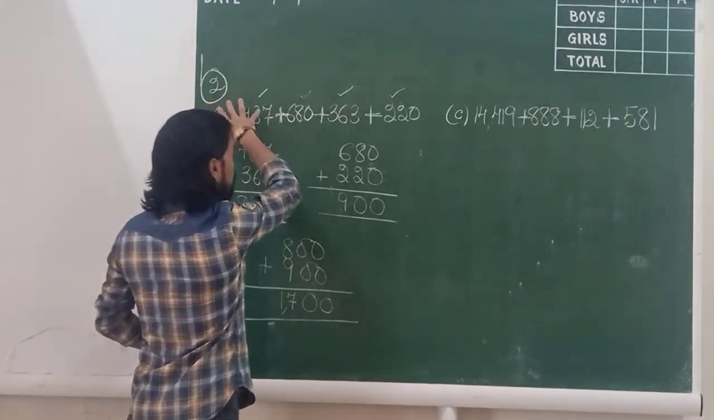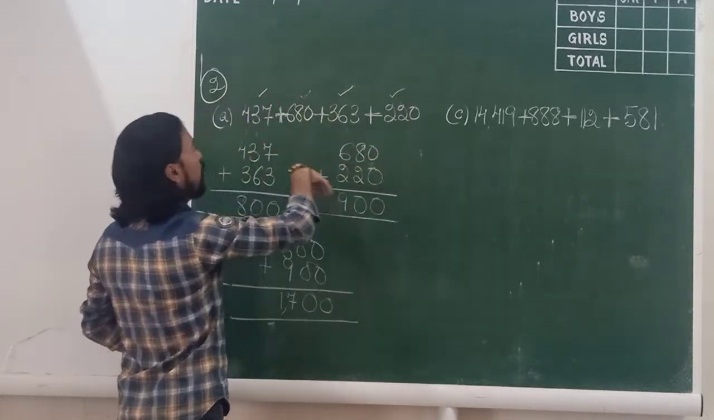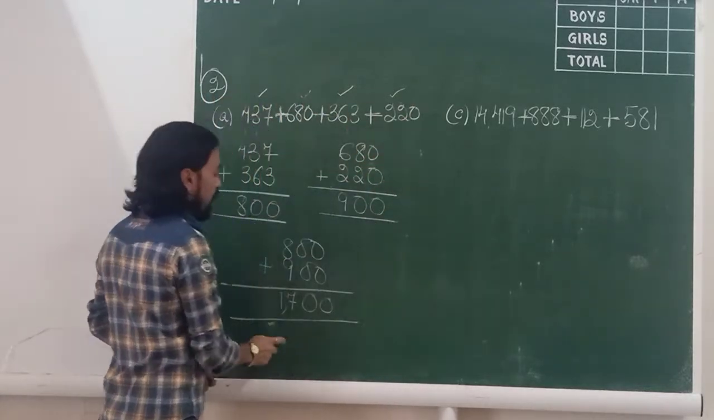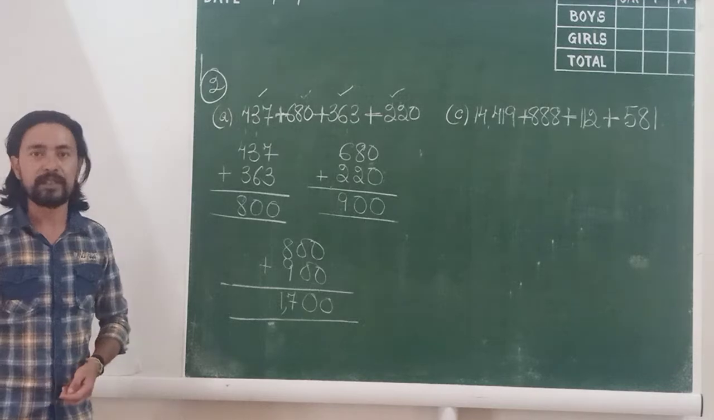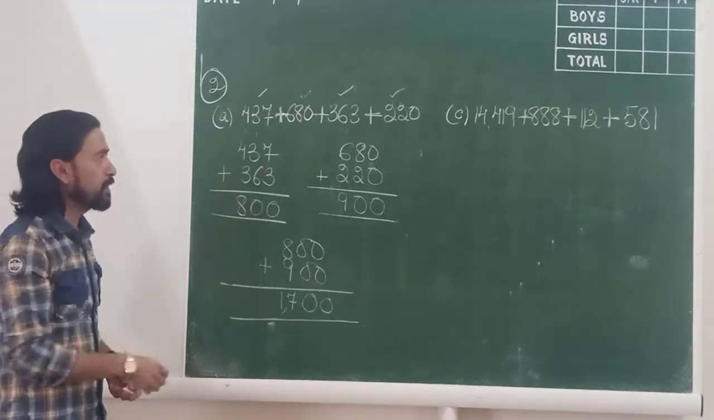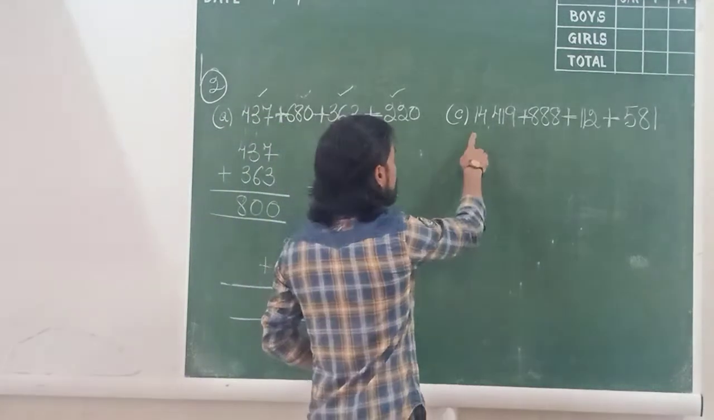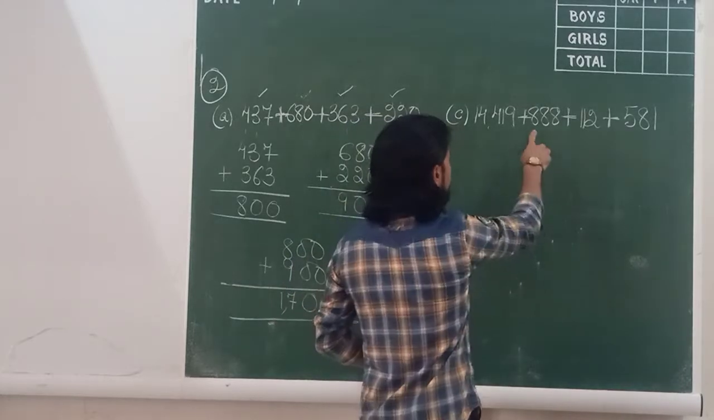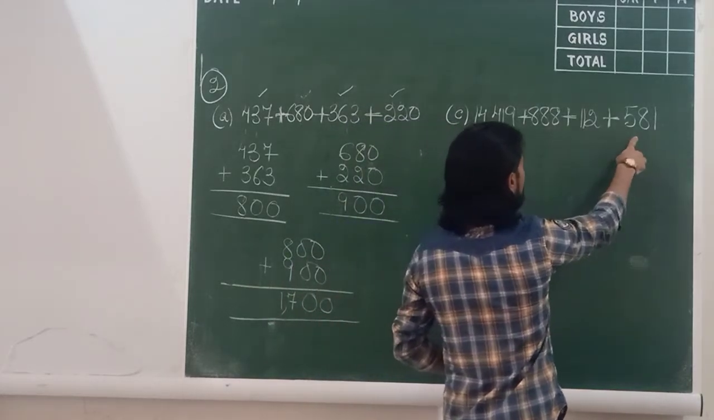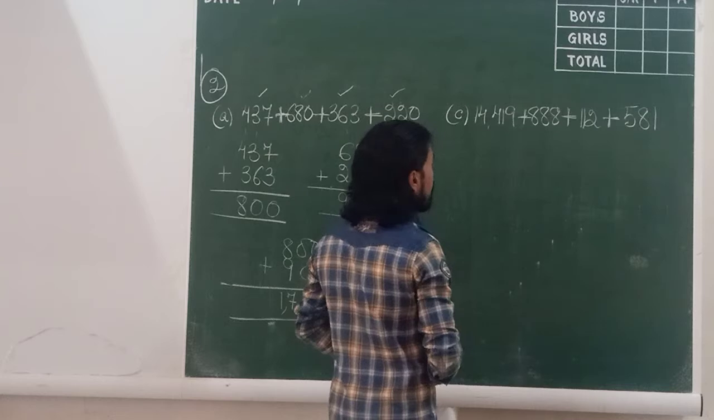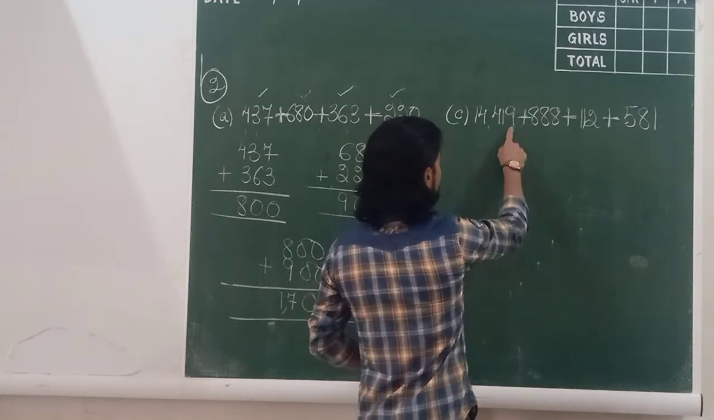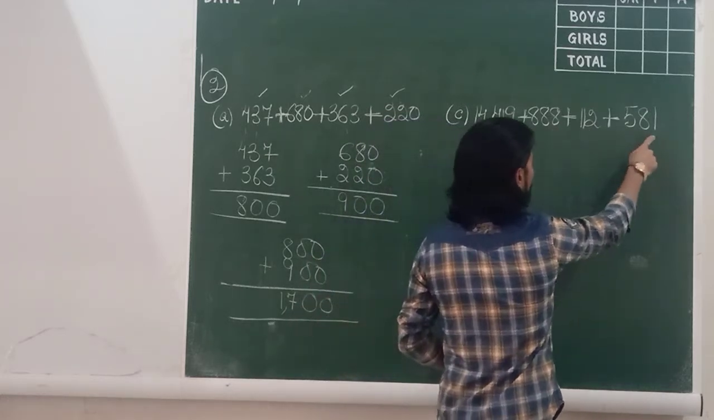So, even if you do it on a calculator or you do it mentally, the answer will still remain 1700. Let's look at the other number. So, I have 14,490, 888, 112, 581. Now, look at the last digits, 9, 8, 2, 1.